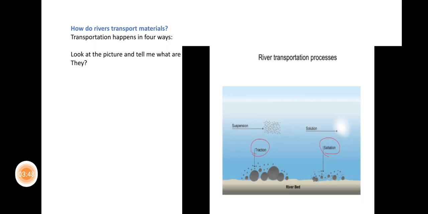Okay. How do rivers transport materials? Transportation happens in 4 ways. So look at the picture and tell me, what are they? We have traction, saltation, solution, and suspension. You look at the diagram and they are all different. They're not the same.